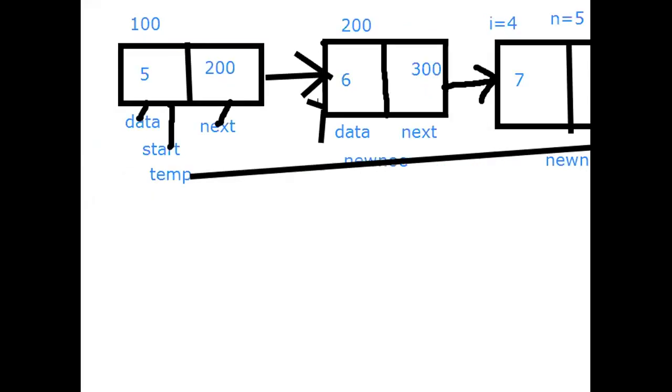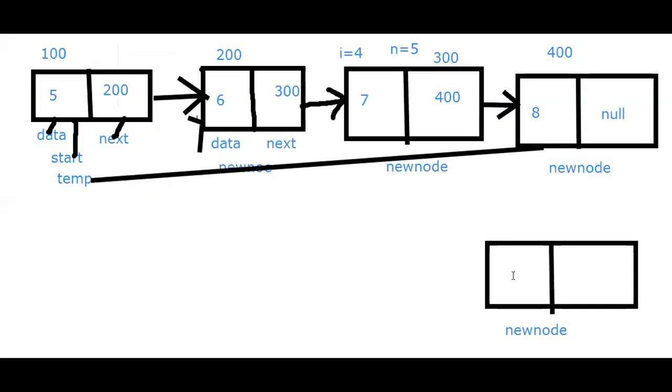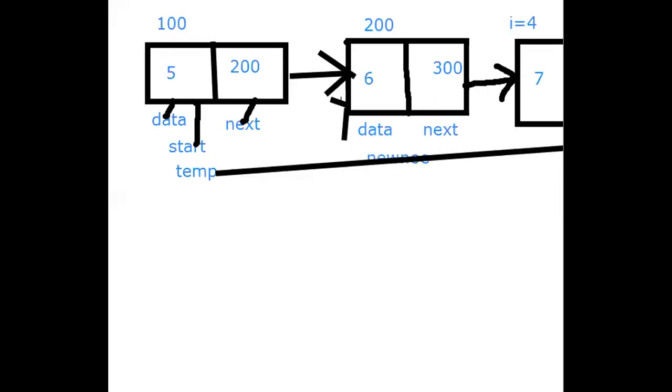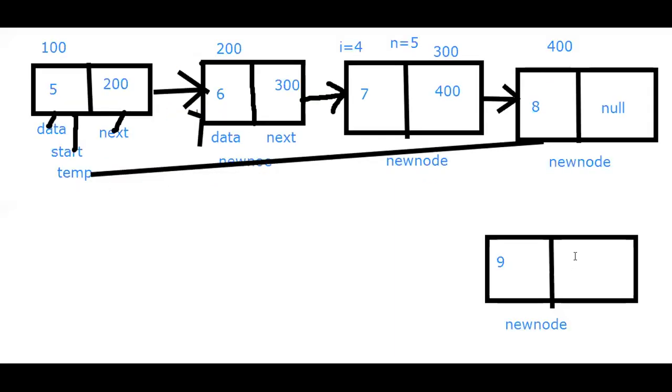We press the nine. New node's data part. Data part of new node is this. Nine is inserted in this part. And new node next equal to null. The new node's next part is this. This part contains null.